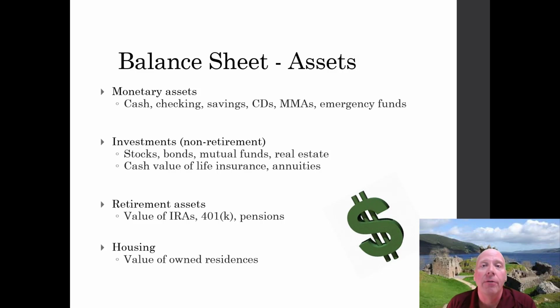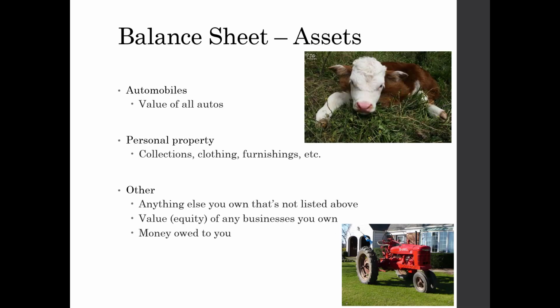And we'll talk about all those when we get to Module 9. Housing. This is where we're going to list the value of your house. If you are renting an apartment, you do not list the value of the apartment because you don't own it. We're only going to list the value of any residences that we own or any investment properties that we may own. For automobiles, we're going to list those as tangible assets as well.